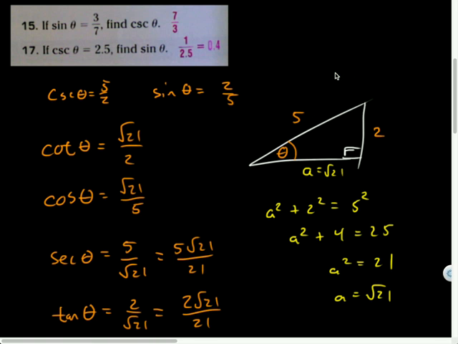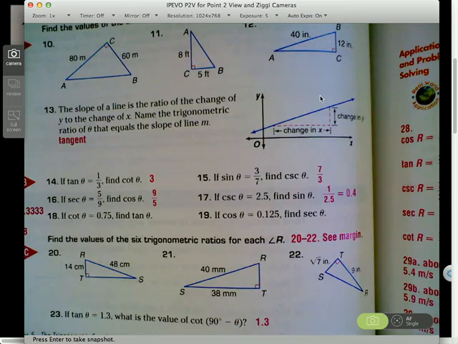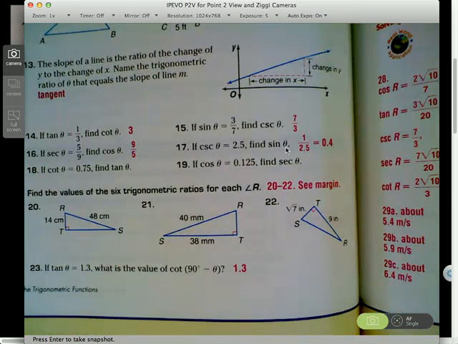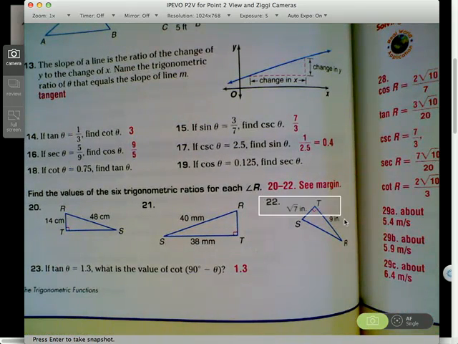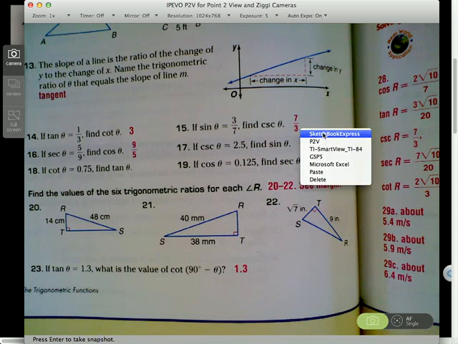It looks like a lot of people left 22 blank. Some people didn't even draw a picture of 22. Shame on you. If you're going to leave it blank, you should at least try to represent the problem in some capacity.